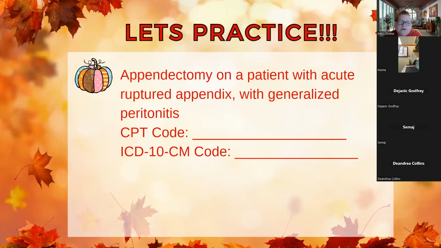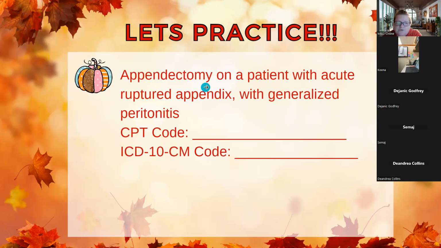So our CPT code, our procedure code, is going to be the appendectomy on a patient with acute ruptured appendix, generalized peritonitis. Okay. Our ICD-10 code, let's see, peritonitis. And a little tip and trick for recognizing some of these.